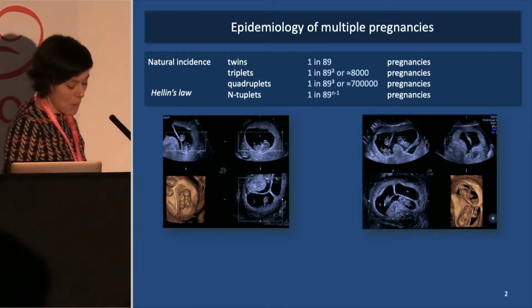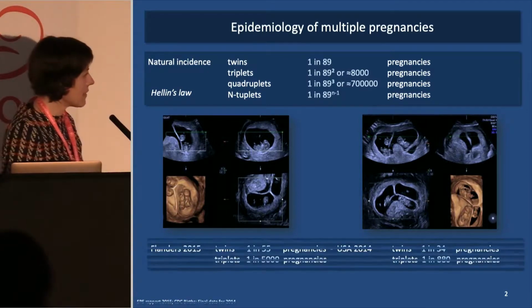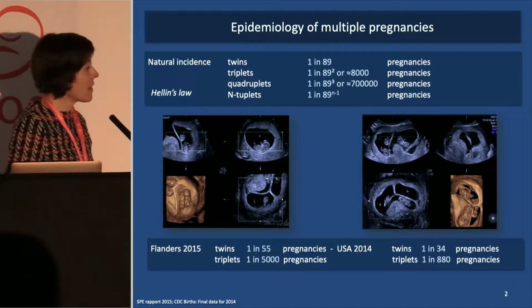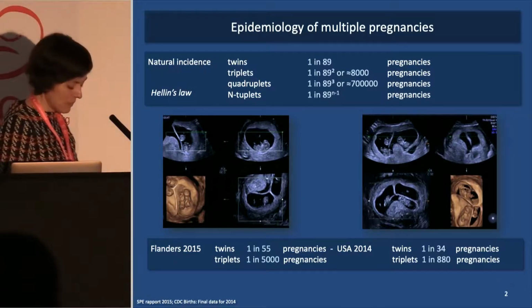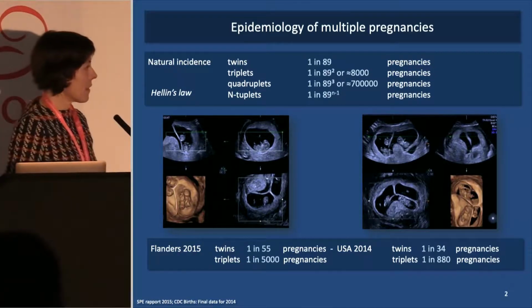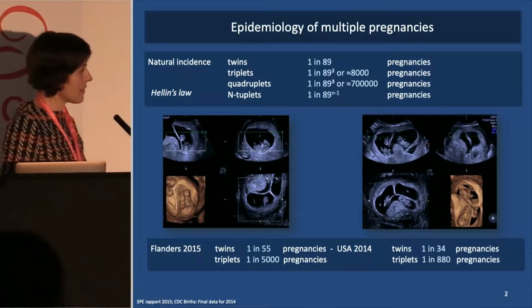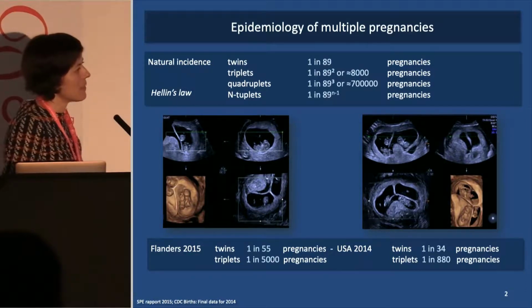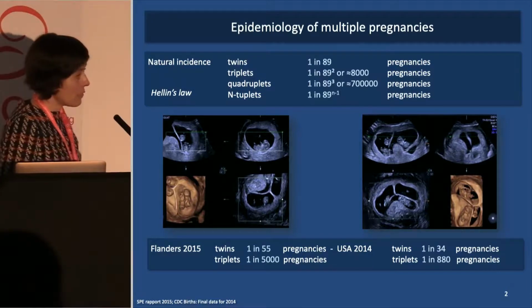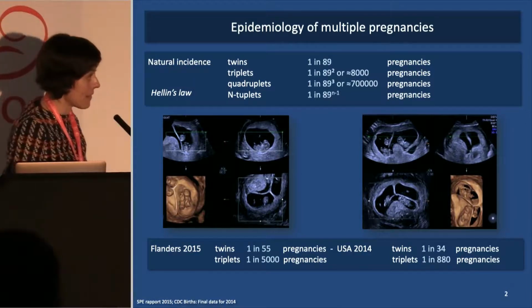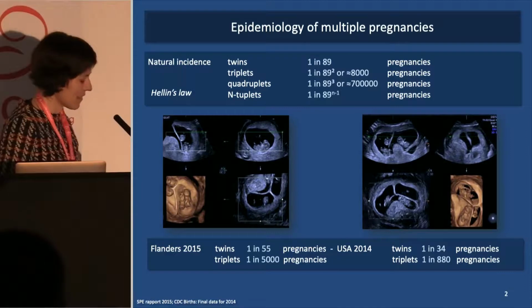Now, we know from our perinatal epidemiology data that actually twins and triplets are much more common than we would expect just by nature. And that's because of the fertility treatment. Now, in Flanders, instead of 1 in 8,000 triplets, we see 1 in 5,000 pregnancies that are triplet pregnancies. And in the United States, actually, it's 1 in 880 pregnancies that are triplets. So in the United States, the rate of observed frequency of triplet pregnancies is about 8 times the expected rate.